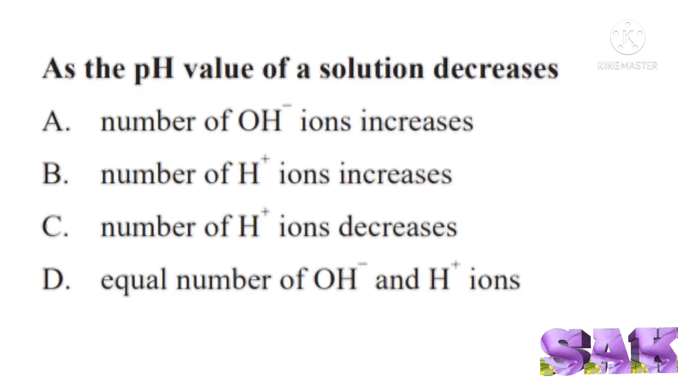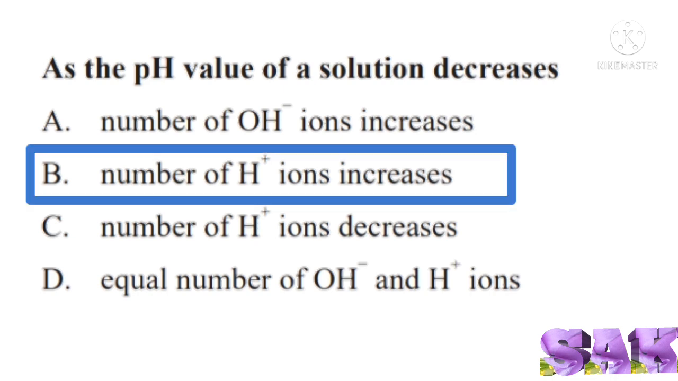Next question. As the pH value of a solution decreases, we know that as pH decreases, the acidity increases, means concentration of H plus ions increases. So the answer is number of H plus ions increases.